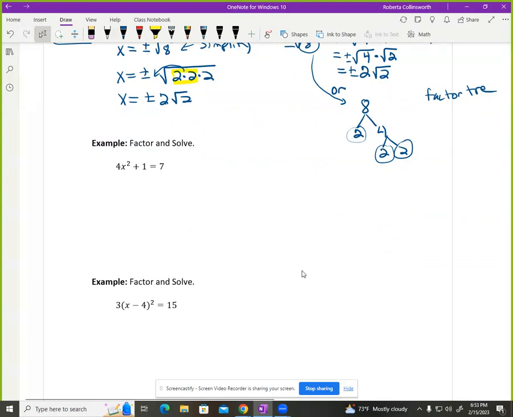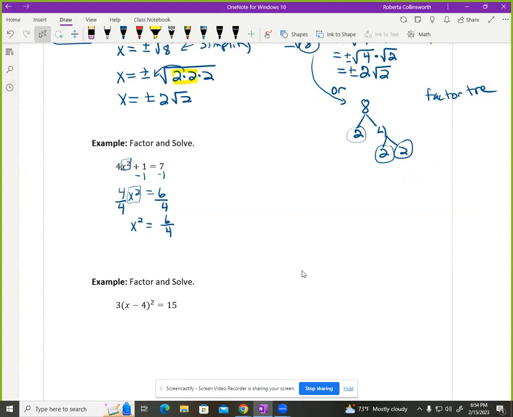So let's look at this one. I have 4x squared plus 1 equals 7. So I want to isolate the squared part. Here's my squared part. I want to isolate it. So I'm going to subtract 1 on both sides. Want to isolate this. So I want to get rid of the multiplied 4. So I'm going to divide both sides by 4. So I can reduce that fraction or I can not reduce the fraction.